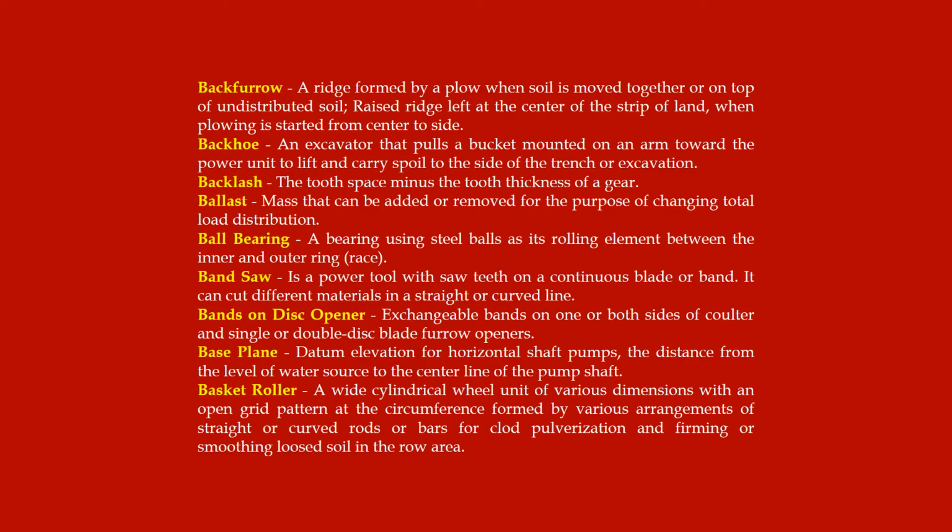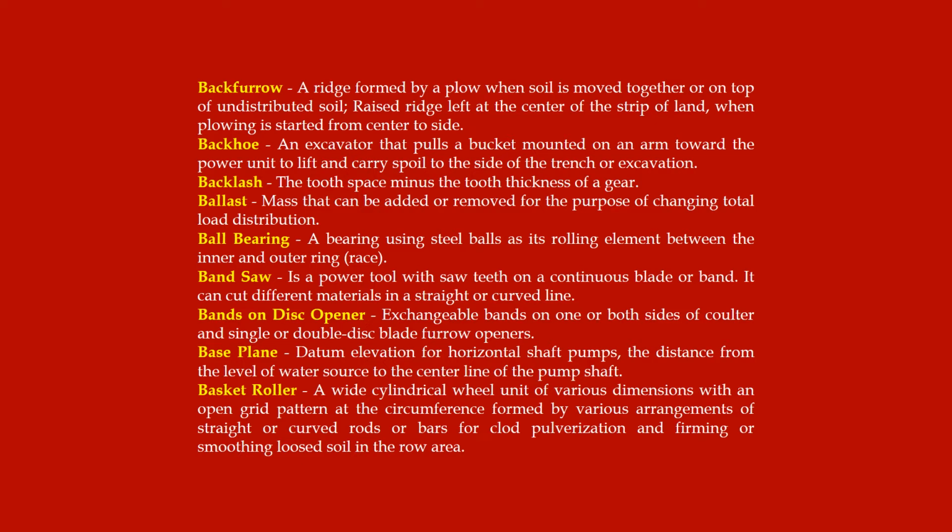Agricultural machinery. B. Backfurrow. A ridge formed by a plow when soil is moved together or on top of undisturbed soil. Raised ridge left at the center of the strip of land when plowing is started from center to side. Backhoe. An excavator that pulls a bucket mounted on an arm toward the power unit to lift and carry spoil to the side of the trench or excavation.